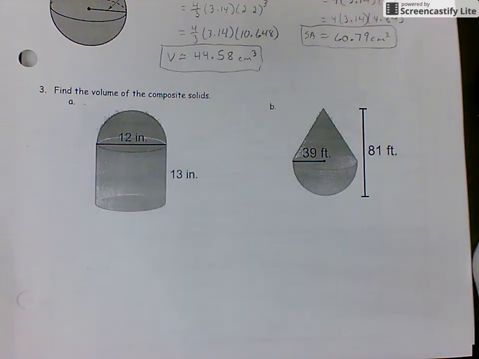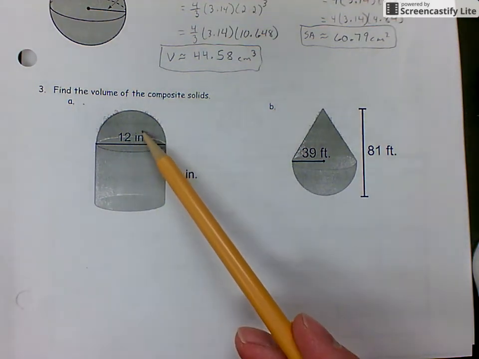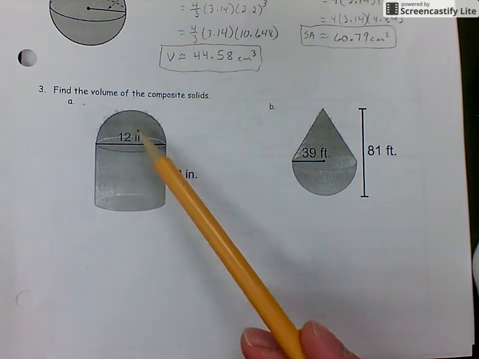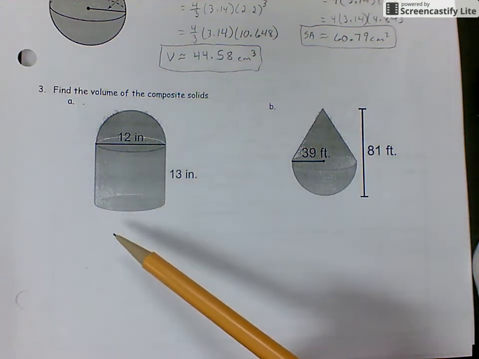So question 3, find the volume of the composite solids. Once again, think about our strategies we have. Make sure you understand the process behind this. Hopefully what you can see is that we got to split this up into two different shapes. We've got a hemisphere here and hemisphere here, and then a cylinder here.